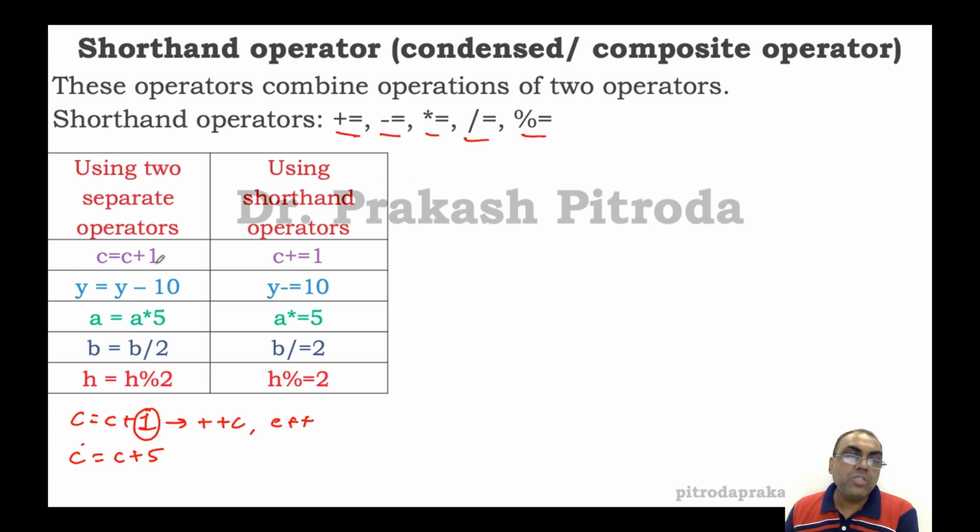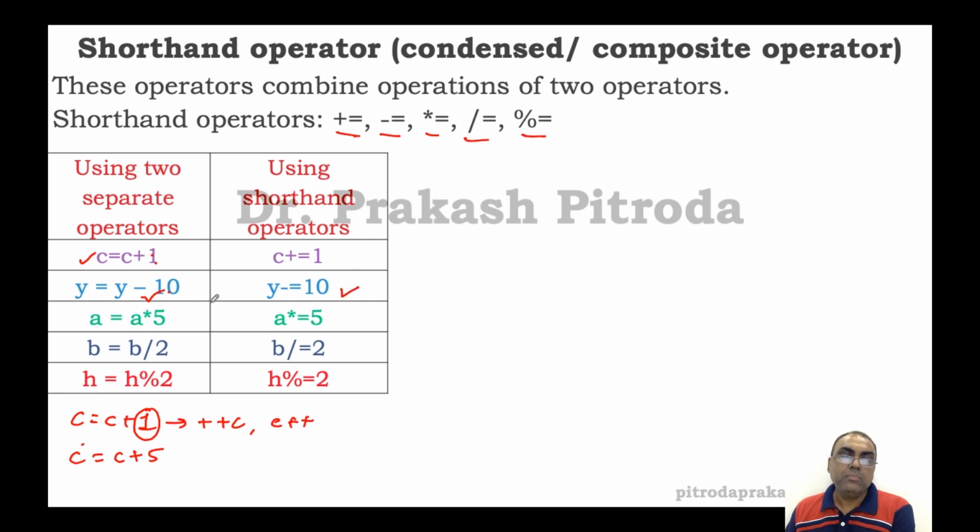So c = c + 1 can be written as c += 1. The job of this one is to increase the value of c by 1. Similarly, the job of this statement is the same: increase the value of c by 1. It applies itself, c = c + 1. Same, y = y - 1 can be written as y -= 1. If this is reducing the current value of y by 1, even this is reducing the current value of y by 1.